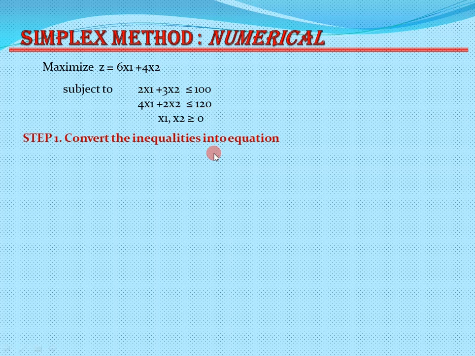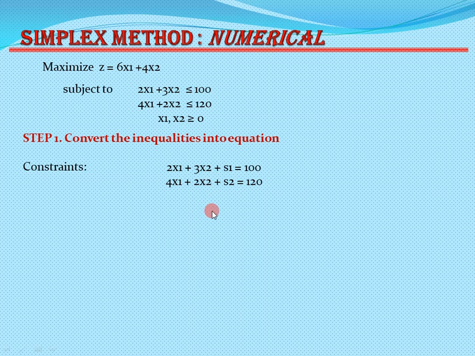So first we have to convert the given inequalities into equality form, that is, in the form of equations. The first constraint and second constraint are both less than or equal to type. So we need to add slack variables for both constraints. So the first constraint becomes 2x1 plus 3x2 plus s1 is equal to 100. So here the slack variable is added. Now the second constraint becomes 4x1 plus 2x2 plus s2 is equal to 120. So here the second slack variable is added in the second constraint.